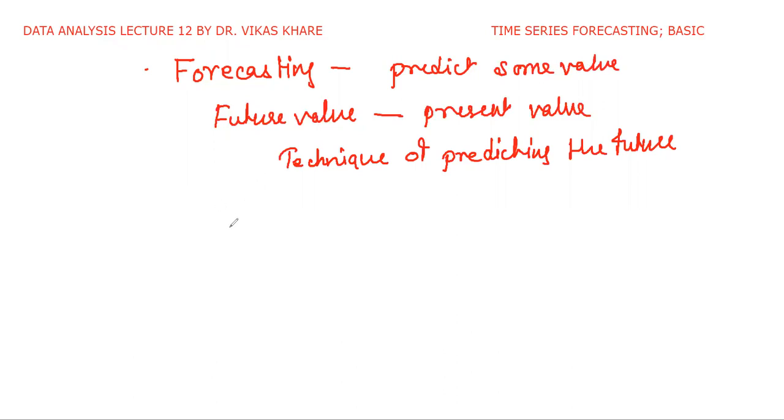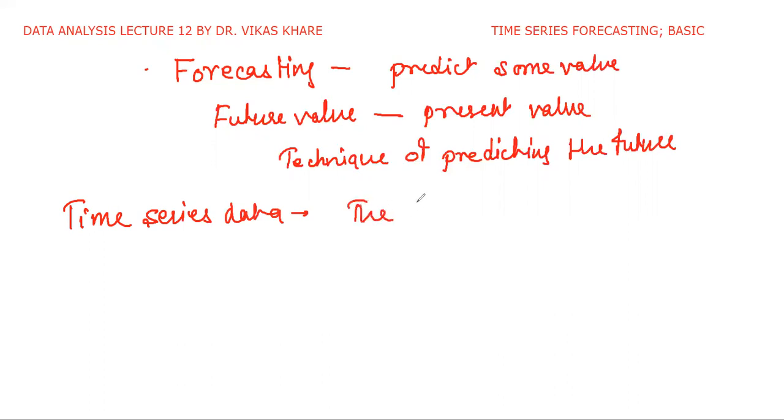So again we define forecasting as predicting some future value with respect to the present value, and a technique of predicting some future values. One of the prominent concepts of forecasting is time series data. Then what is the meaning of time series data?